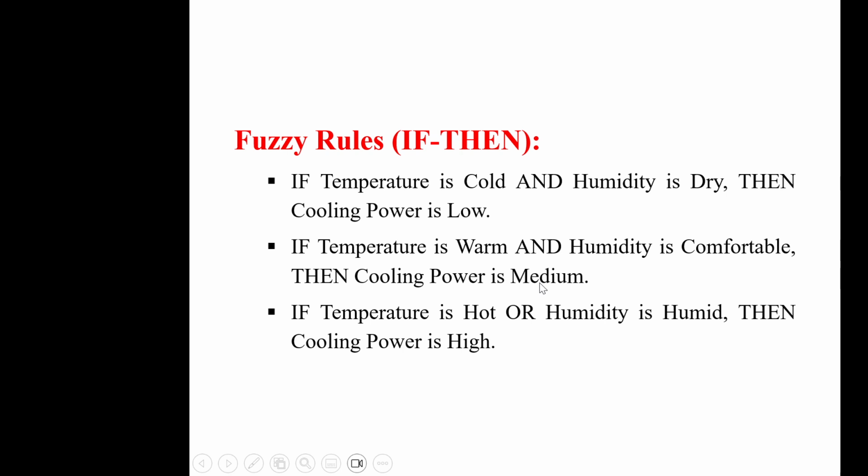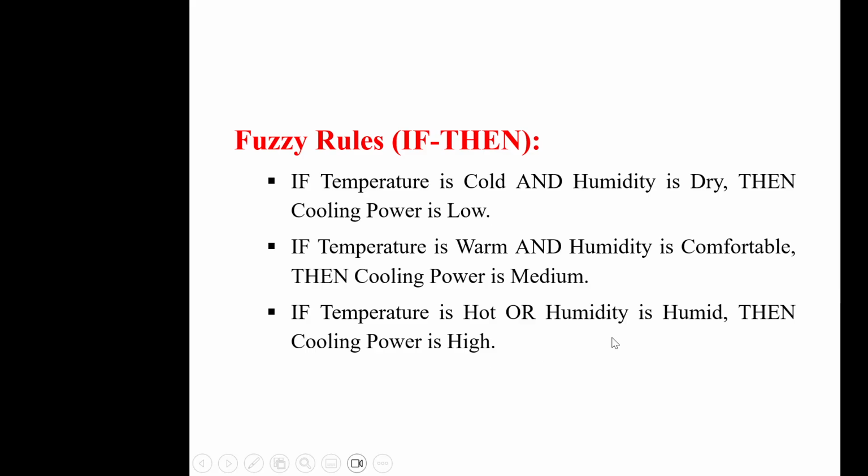But for us to be able to understand what I'm trying to say, I made use of OR here. And here we use OR. OR is either here or there. That is, if temperature is hot, that is 1. Humidity is humid, that is 1. 1 or 1 is 1. Then the cooling power is going to be high. But if temperature is hot, which is 1, humidity is comfortable, that is 0. With all here, the cooling power is still going to be within the range of high.